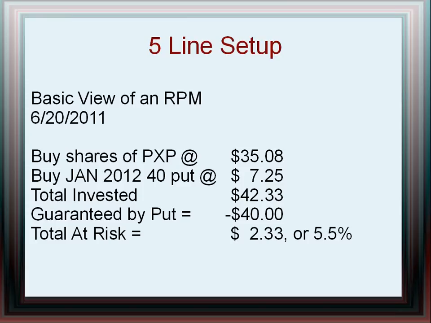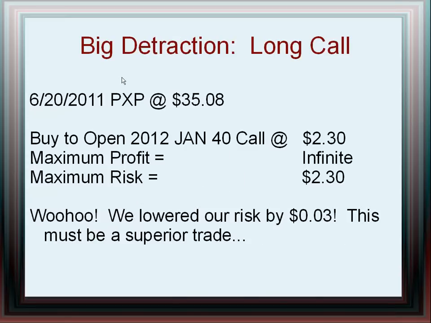This is from the presentation we did yesterday, and we're going to talk about the 5-line setup. This is a position from a year ago on June 20th, PXP, Plains Exploration. On June 20th, we could buy the stock at $35.08, buy the January put at $7.25, so total invested is $42.33, guaranteed to get 40 back, so we're risking that $2.33 or 5.5% on the position.